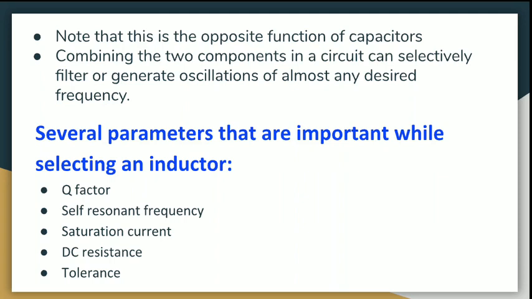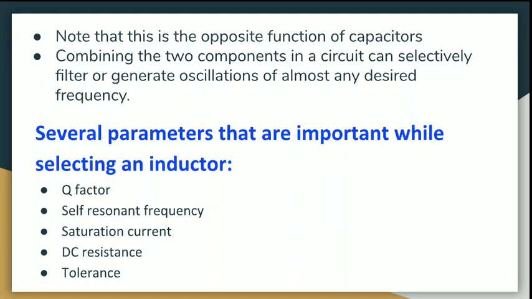Third one is saturation current. Saturation current refers to the DC current which causes the inductance to drop by a specified value. The inductance drops because the core can only store a certain amount of magnetic flux density. While saturation current is related to the magnetic properties of the inductor, rated current is related to physical properties and it describes the maximum DC current that can be passed in an inductor.